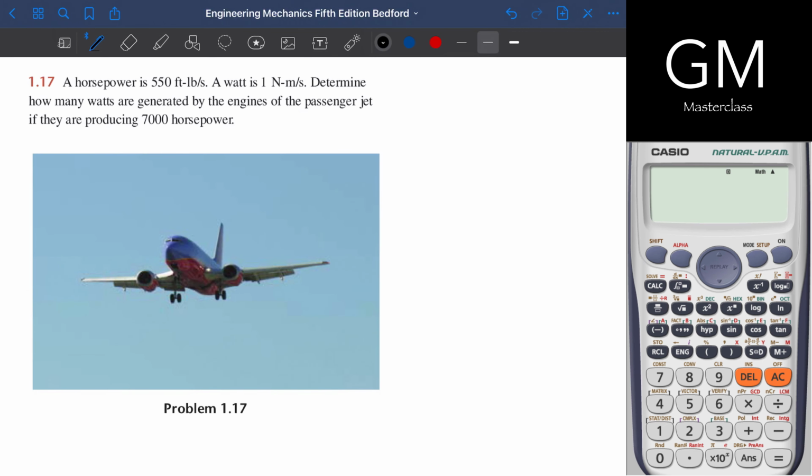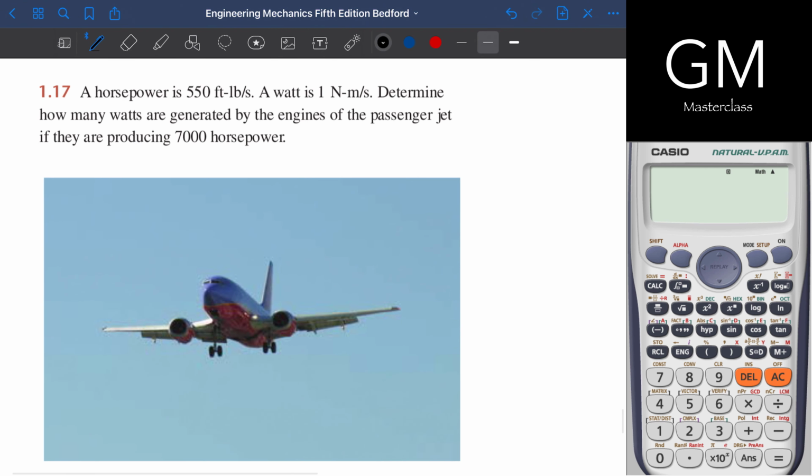Okay, we also have an exercise. The exercise is telling us a horsepower is 550 foot-pounds per second. A watt is 1 newton meter per second. Determine how many watts are generated by the engines of the passenger jet if they are producing 7,000 horsepower.